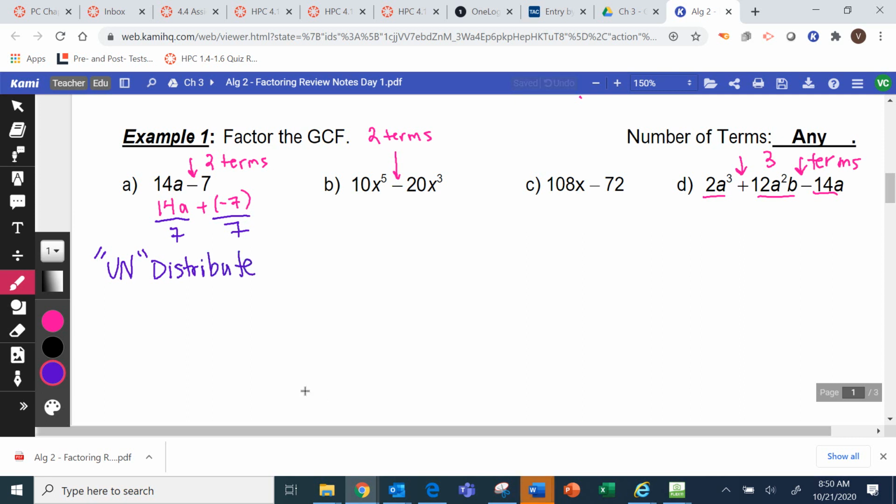It is the distributive property backwards. So I'm going to take that 7 and put it in front of a parenthesis. When I divide out that 7, 14a divided by 7, we have 2a left over. And then when I divide the minus 7 by 7, minus 7 over 7, what's that give me? Not 0, we're not subtracting, we're dividing.